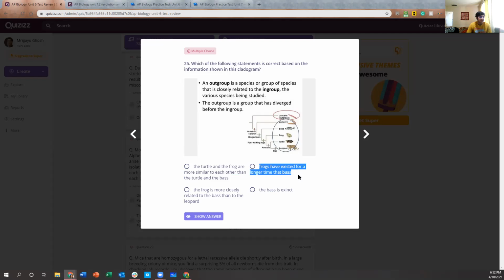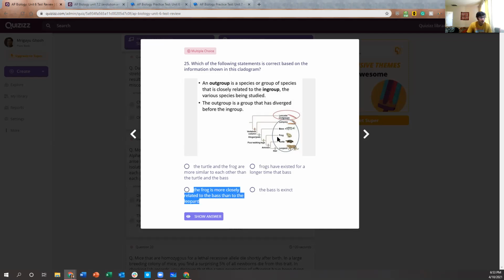We don't know whether frogs have existed for a longer time than bats necessarily. This is more about evolutionary relationships. Generally speaking, the further up you go, that's generally chronological, but not always. It's more about the evolutionary relationships with their common ancestors. The frog is more closely related to the bats than to the leopard.